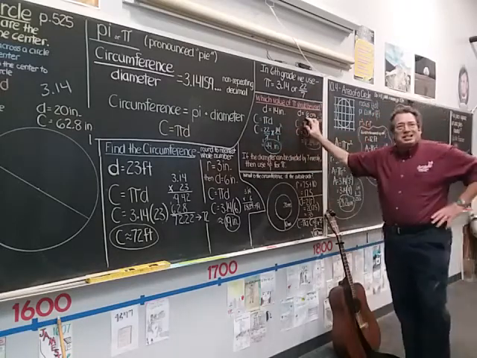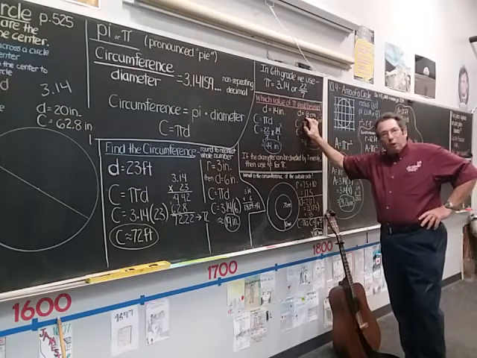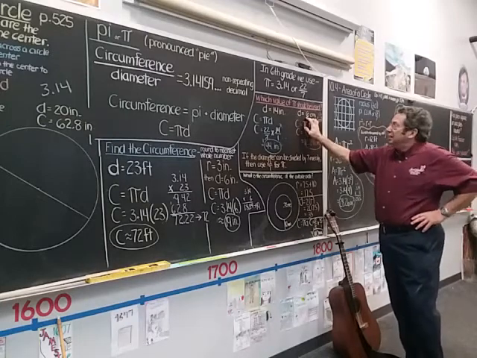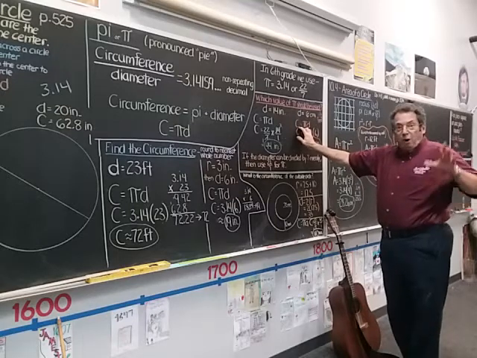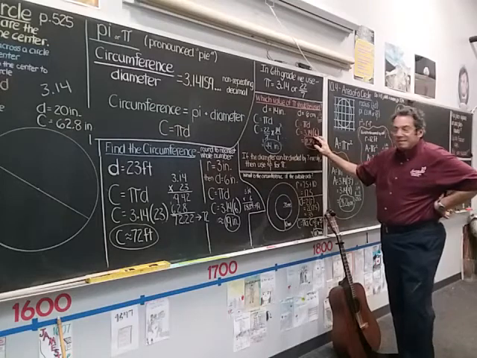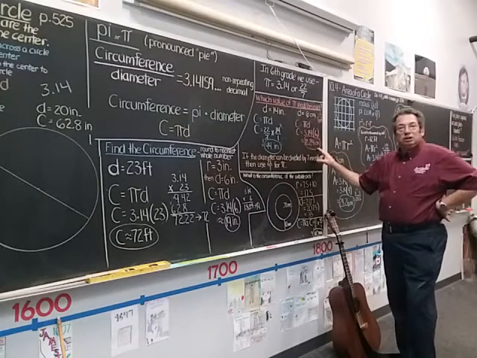Does 7 go into 6? Then I'm not going to use 22 over 7. I'm going to use 3.14 as my approximate value of pi. So if I have a diameter of 6 centimeters, the formula circumference equals pi times diameter, circumference equals 3.14 times 6. I did that over here, I get 18.84 centimeters.